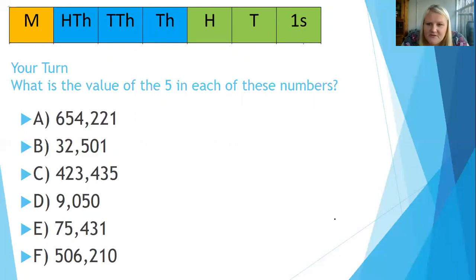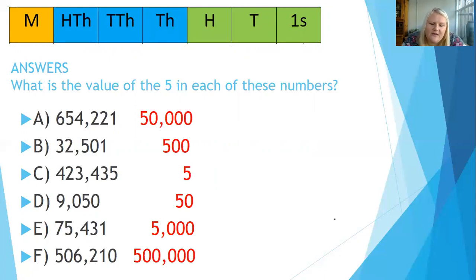Fabulous. Hopefully you've had a chance to answer those questions and you've unpaused, ready to go through the answers. So let's see what the 5 was worth in each of these questions. In the first one, 654,221, the 5 digit was worth 50,000. In 32,501, the 5 digit was worth 500. In 423,435, the 5 was worth 5 ones. In 9,050, the 5 was worth 50. In 75,431, the 5 was worth 5,000. And in 506,210, the 5 was worth 500,000.